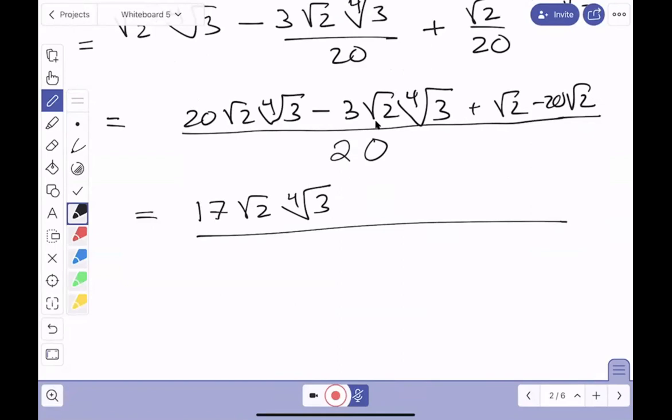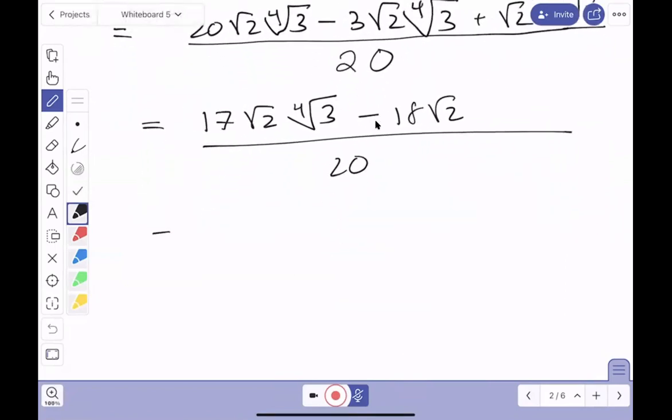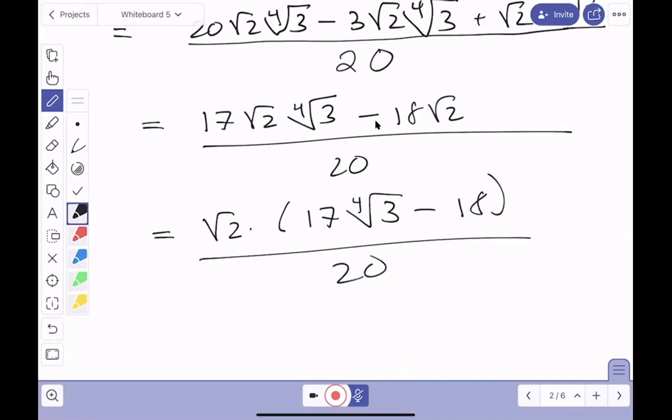Right, I just did the first 2 terms. And the last 2 terms, minus 18 √2 over 20. This looks nasty, I'll be honest with you. I'm going to factor out the √2 though, because it just doesn't look right to me. And what do you get? 17 4th root of 3 minus 18 all over 20.